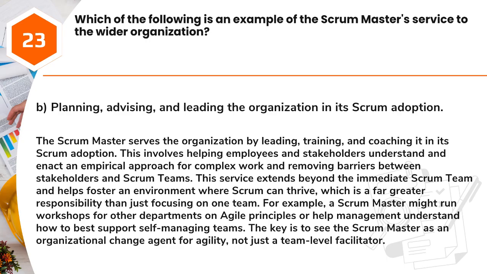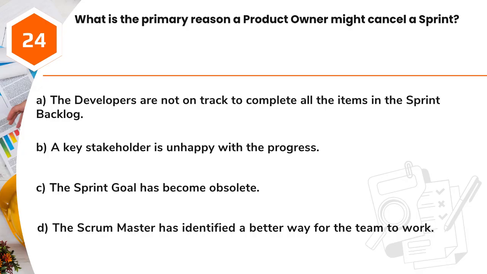For example, a Scrum Master might run workshops for other departments on Agile principles or help management understand how to best support self-managing teams. The key is to see the Scrum Master as an organizational change agent for agility, not just a team-level facilitator.